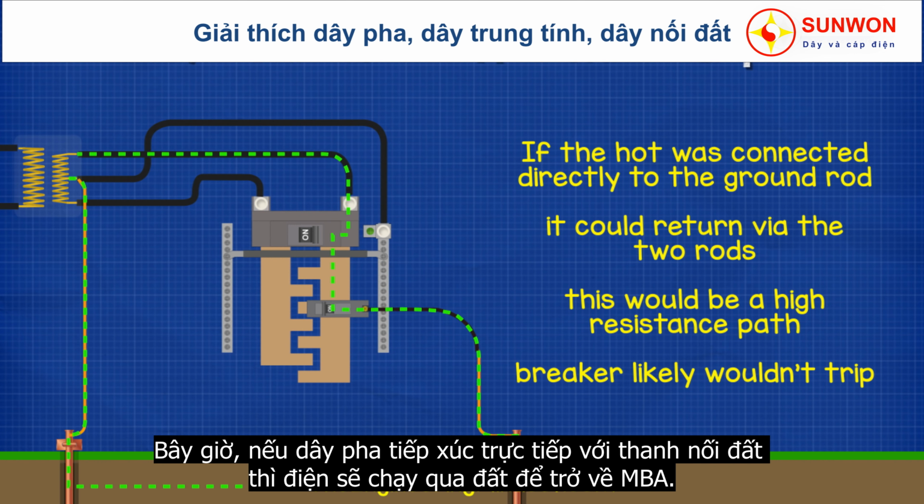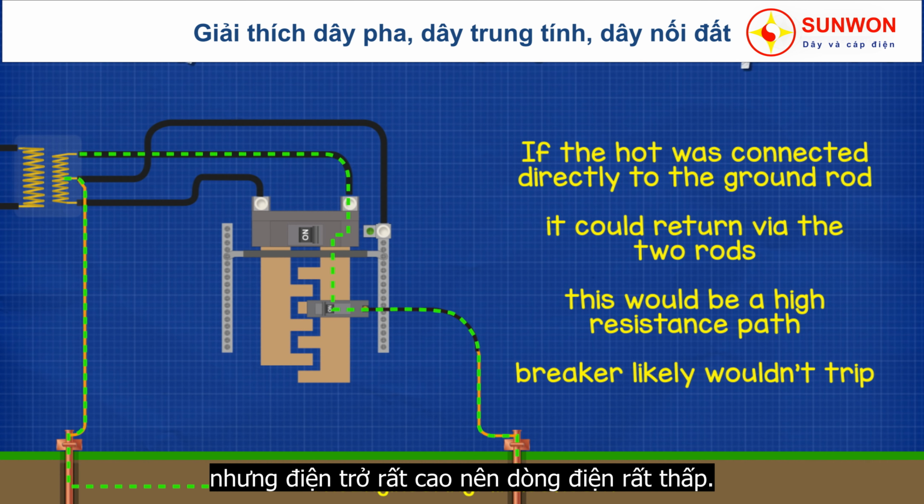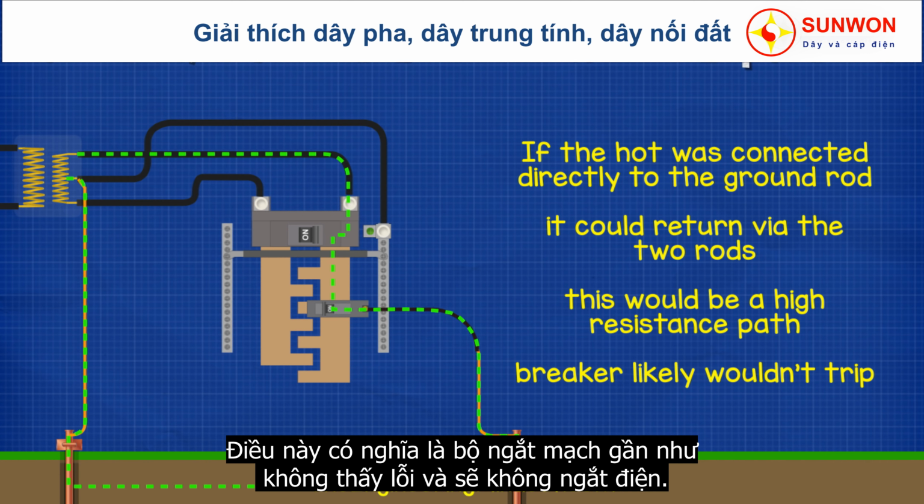Now, if the hot wire came into direct contact with the ground rod, then electricity will flow through the soil back to the transformer, but the resistance is very high, so the current will be low. This means the circuit breaker will not likely detect the fault and the circuit breaker will not automatically flip to cut the power.